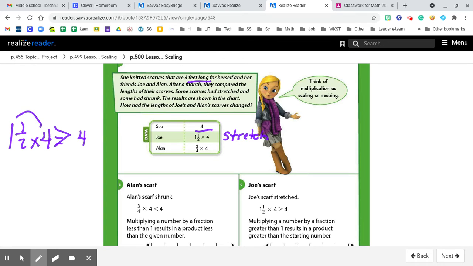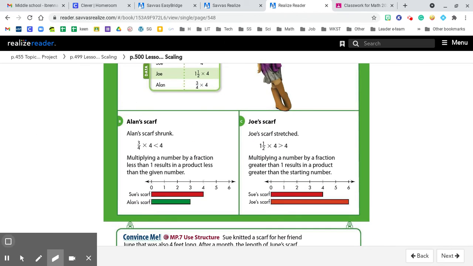3/4 times 4, this one did a little shrink there. So that one shrunk because 3/4 is less than 1. So I know that 3/4 times 4 is going to be less than 4, and 1.5 times 4 is going to be greater than 4. And you can see it illustrated a little bit on the number line too. So let's see what we're doing here.